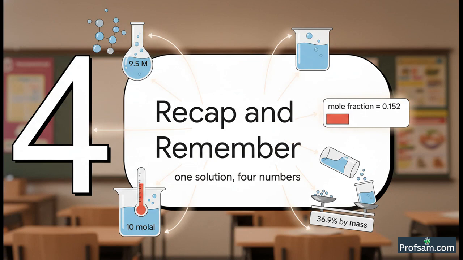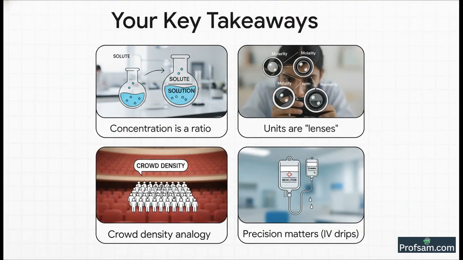So there we have it. One single solution, but 4 different, and all correct, numbers to describe its concentration. 9.5 molar, 10 molal, a mole fraction of 0.152, and 36.9% by mass. Let's just quickly recap the main points that you should remember. First, always remember that at its core, concentration is just a simple ratio. Second, think of these different units, molarity, molality, and so on, as different lenses or different languages to describe this same ratio.